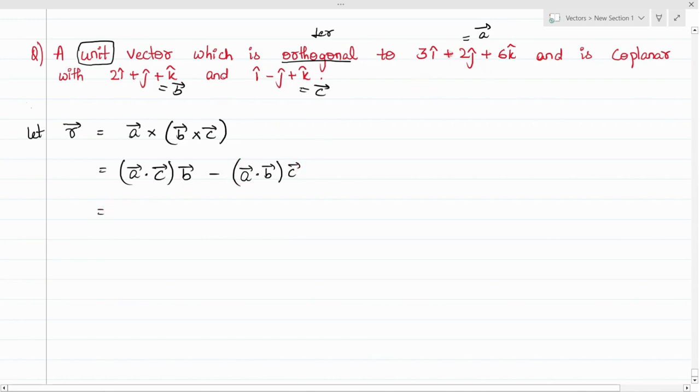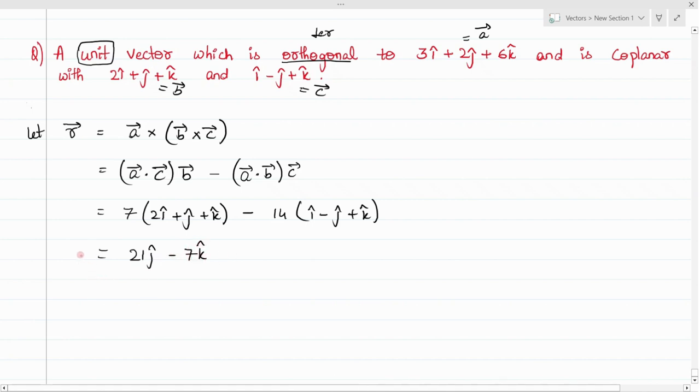So A dot C is nothing but just multiplying these two vectors, that is 3 minus 2 plus 6, which becomes 7, into B vector, that is 2i plus j plus k. And A dot B is 3 twos are 6, plus 2 is 8, plus 6 is 14, into C vector. Now this gives 7 twos are 14 minus 14 is 0, then 7 plus 14, that is 21 j cap, and 7 minus 14, that is minus 7 k cap.